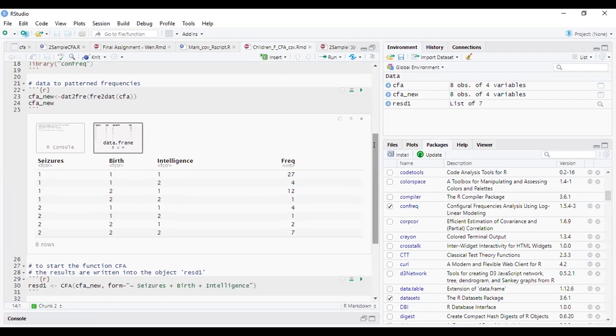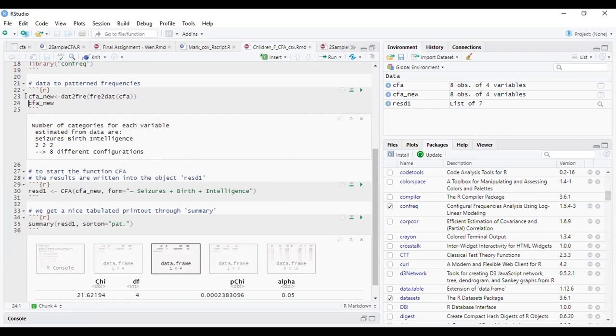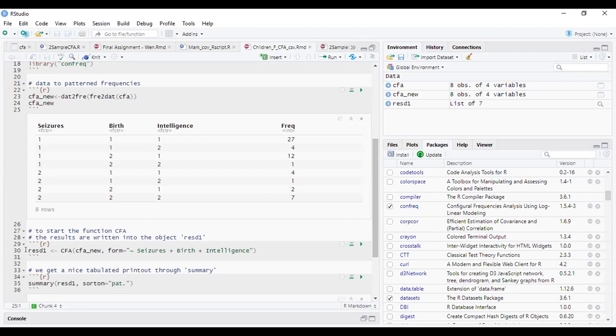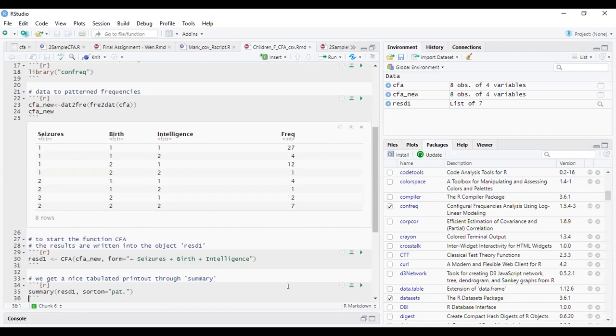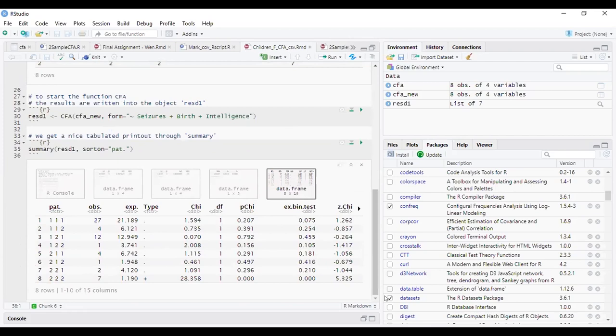You see the seizures, births, and you get the pattern frequencies. So you see, R is a very flexible tool, and it costs nothing. There are not many things in life which cost nothing, and you can do many things with it. Here you can see the patterns. There are nicely displayed observed and expected frequencies. There's a type, only one type over here. And here you have all the nice statistics.